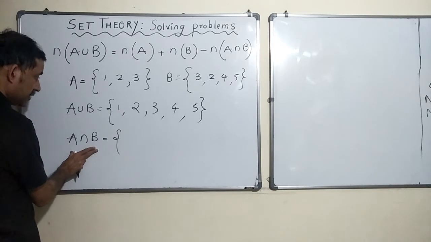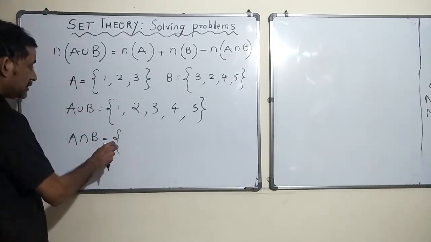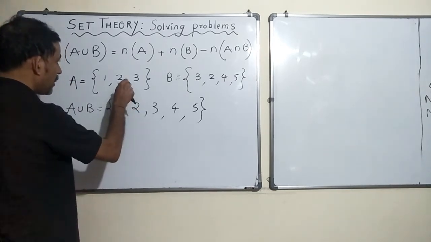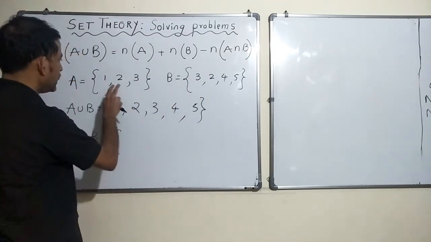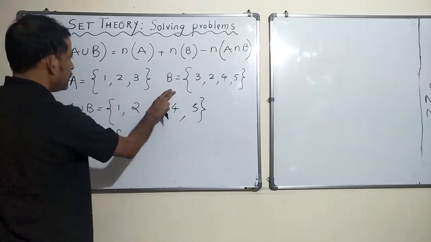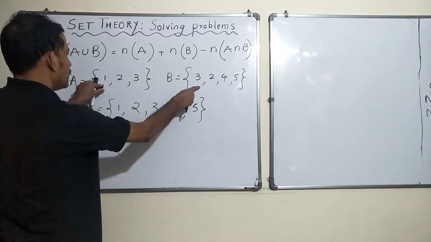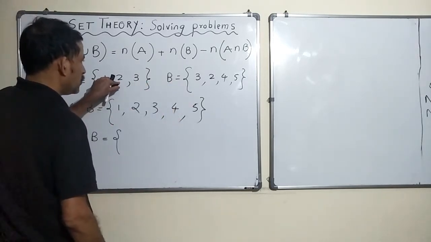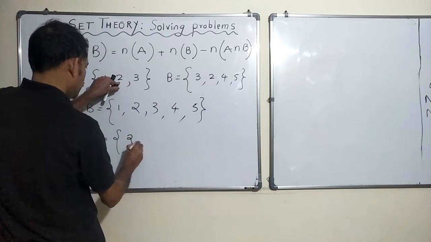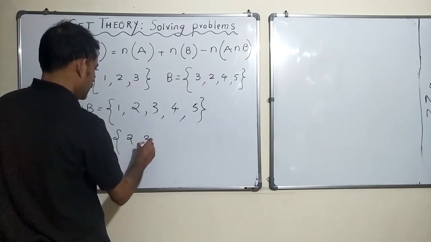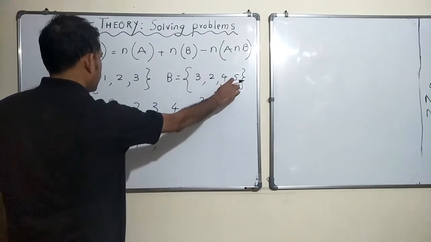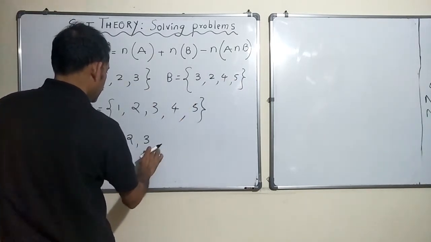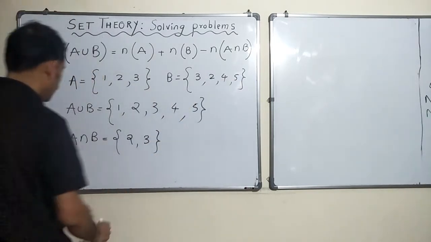A intersection B is the set of elements that are present in both the set A as well as in B. Now which are the elements present in A as well as in B? 1 is here, 1 is not here, so I will not take it. 2 is here, 2 is here, so I will write it here. 3 is here, 3 is here. What about 4? 4 is here but not here. 5 is here but not here. So that's about it.